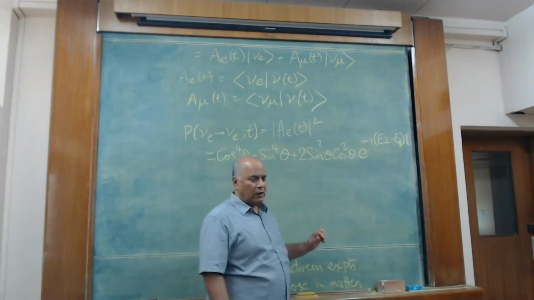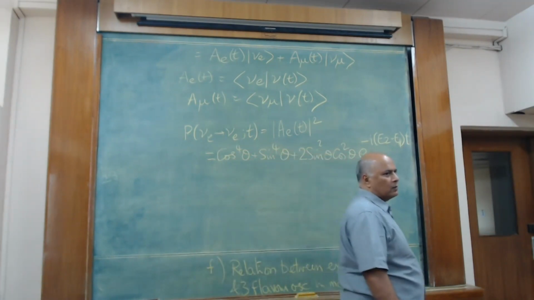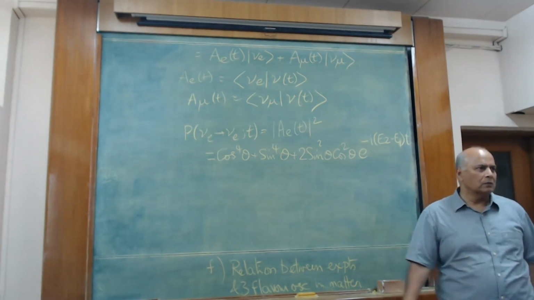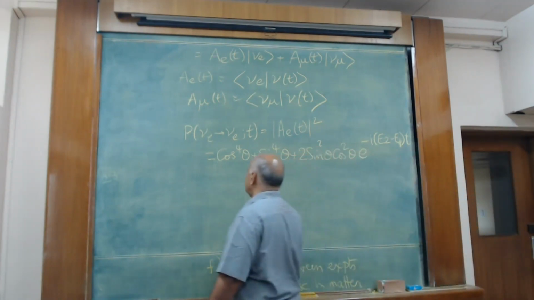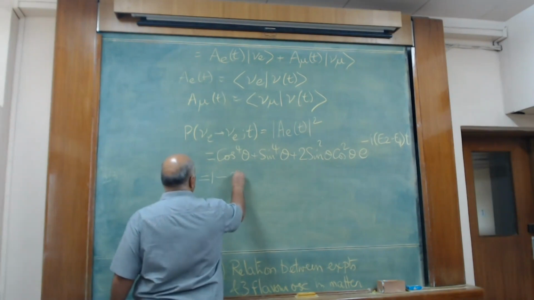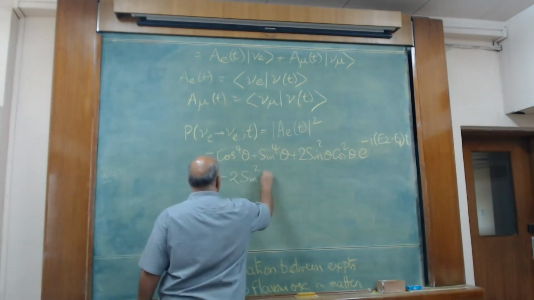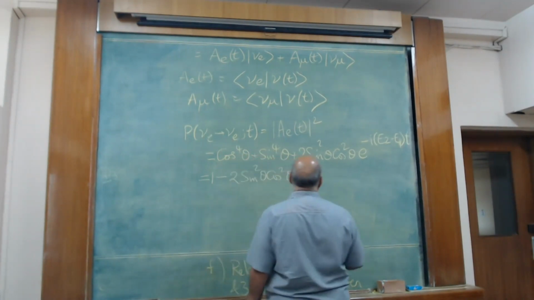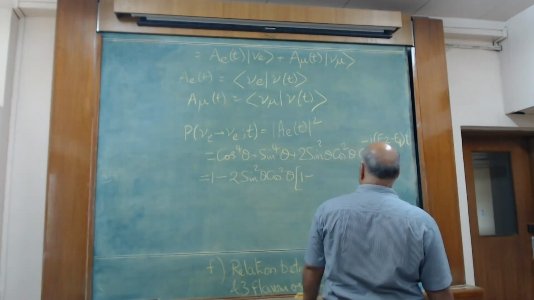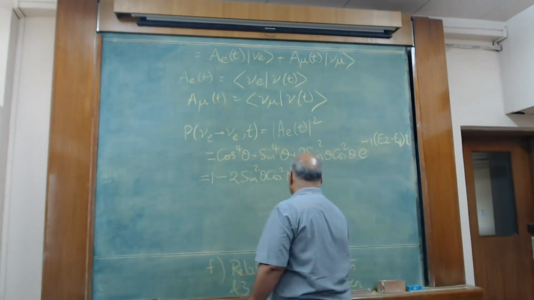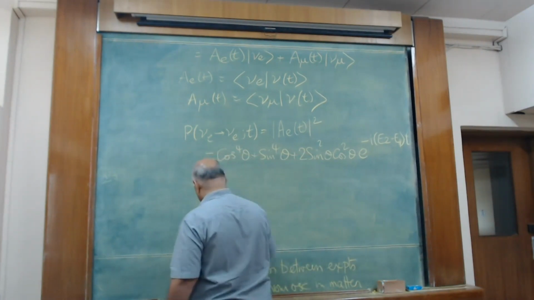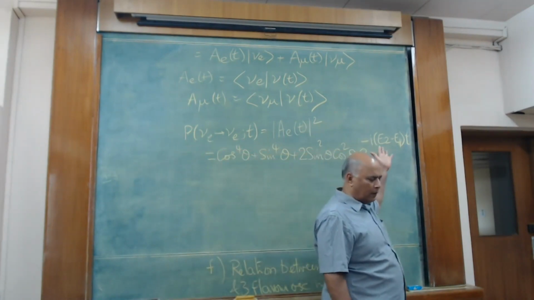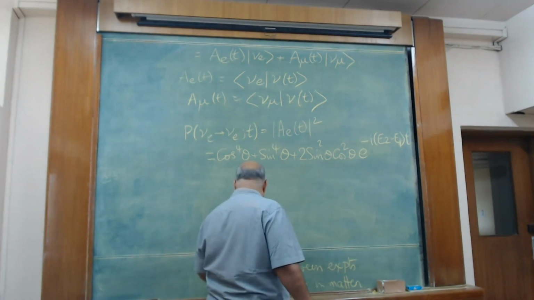This cos power 4 theta plus sin power 4 theta I write as cos square theta plus sin square theta whole square minus something. So this is 1 minus 2 sin square theta cos square theta times 1 minus, oh sorry, I made a mistake. Probability, of course, has to be a real number, and I have put a complex number here, which obviously is a mistake. I should have been more careful.